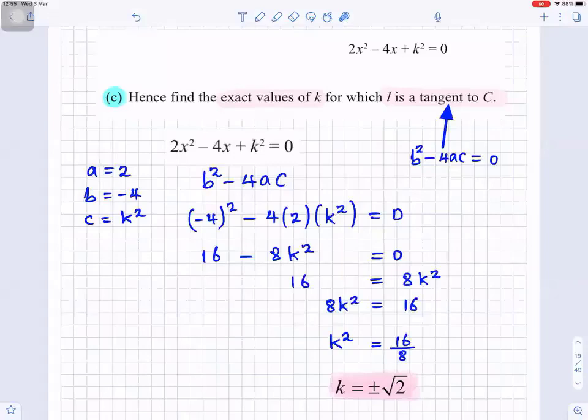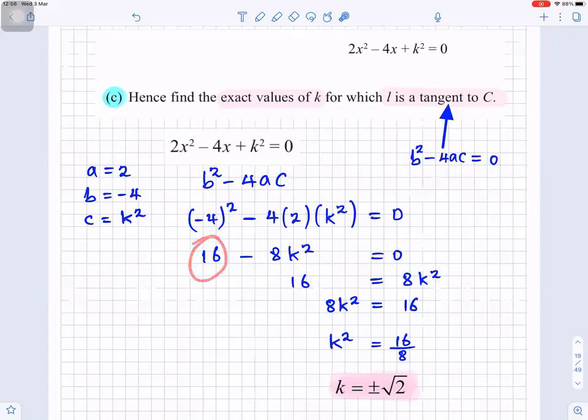For part C, it says, hence find the exact values of k for which L is a tangent to C. When it says a tangent, it means it touches at one point, so there's one value. So b squared minus 4ac equals 0. So our a is 2, our b is minus 4, our c is k squared. Watch that again. a is 2, b is minus 4, c is k squared. We put that neatly: minus 4 squared for b squared, minus 4 times 2 for a, times k squared.